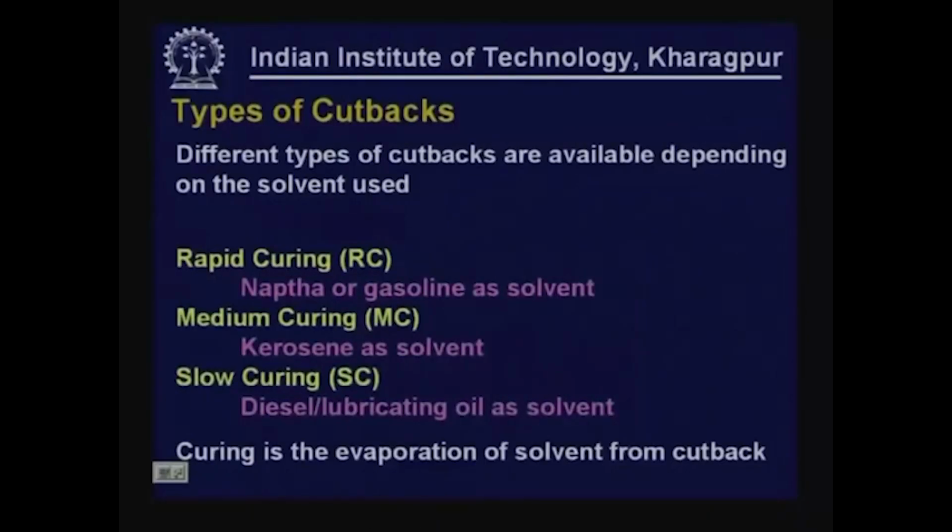There are various types of cutbacks available depending upon how fast the volatile matter evaporates. Rapid curing, in which naphtha or gasoline is used as a solvent. Medium curing, in which kerosene is used as a solvent. Slow curing, in which diesel or lubricating oil is used as a solvent. As you can see, the boiling points of these materials gradually increase, so it takes more time for diesel to evaporate compared to petrol. Curing is the evaporation of solvent from the cutback.